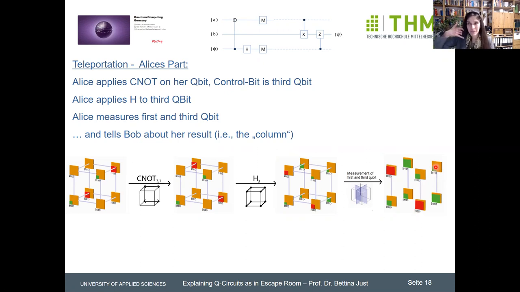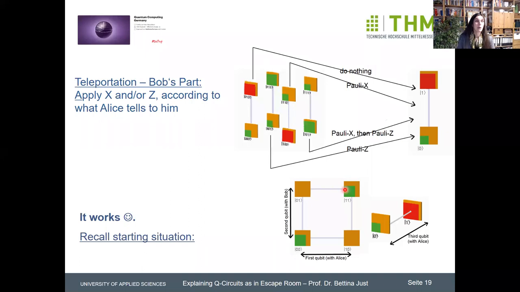Now I phone you. Hi, Bob. Bob, listen, my result was the following, and I'm telling you what was my result. Now, okay, it's your turn. You know that your qubit is in one of these four columns. And you know in which column, because I phoned you and told you this. Recall the starting situation. The starting situation was that this third qubit had a tiny little green in front and a large red backwards. So the goal is that you, Bob, now transform your qubit so that it has a tiny little green at the zero state, and a big red at the one state. How can you do this?